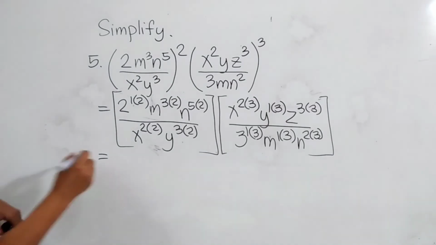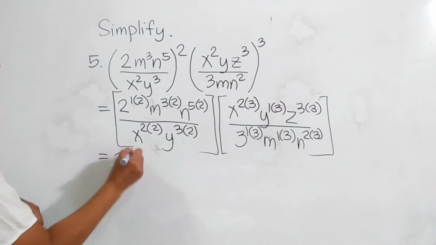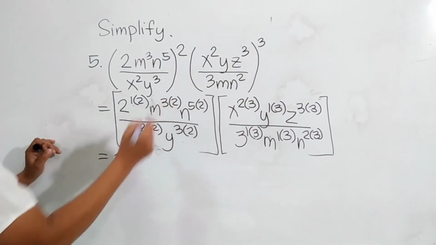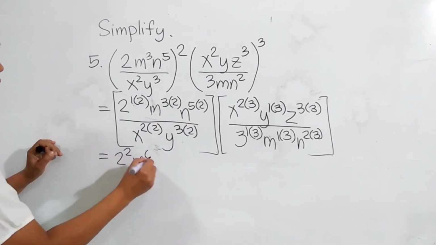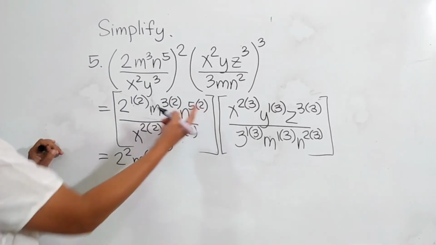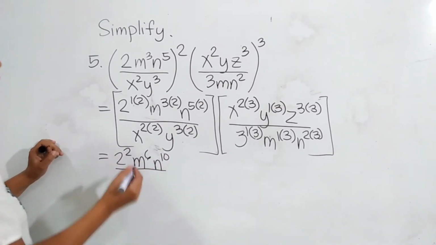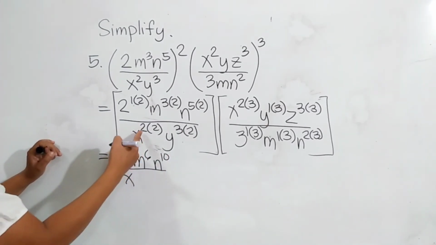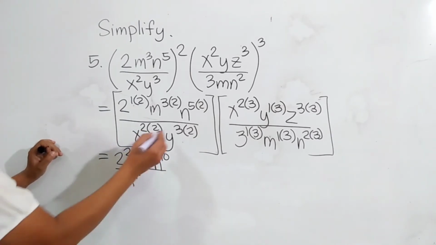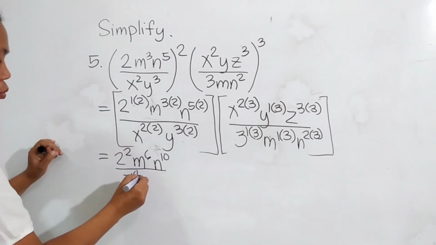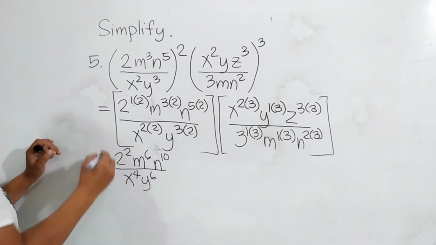So we have here 2 raised to 2. Then m raised to 3 times 2, so m raised to 6. Then n raised to 5 times 2, so we have n raised to 10. Over, we have here x raised to 2 times 2, which is 4. Then y raised to 3 times 2, which is 6.